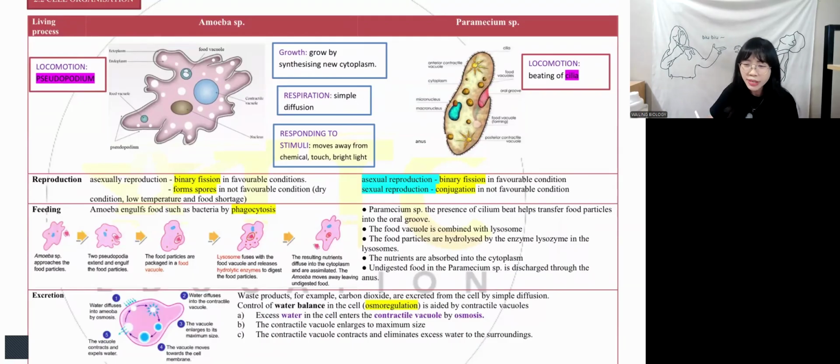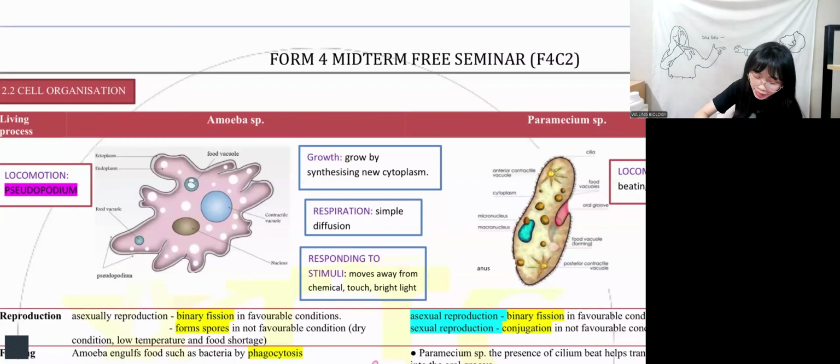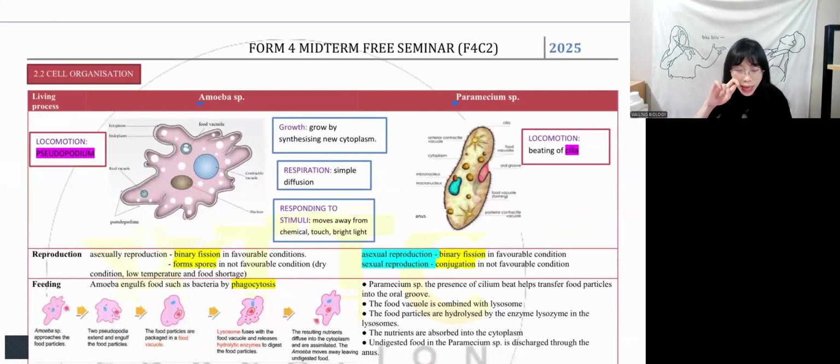Amoeba and paramecium species. The first thing you have to know is the name. A capital letter, P capital letter. Remember, A capital letter, P capital letter. Yeah, it's a fixed thing. You cannot just write small letter. Amoeba species has no fixed shape. It looks like a jelly, no fixed shape. Paramecium species looks like a slipper, so it has a fixed shape.